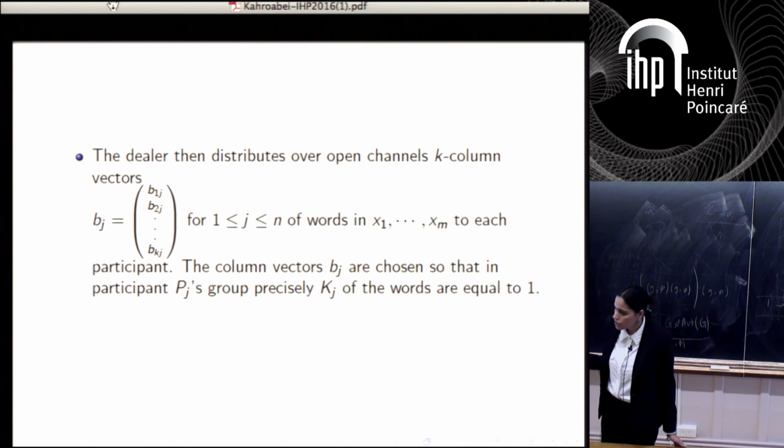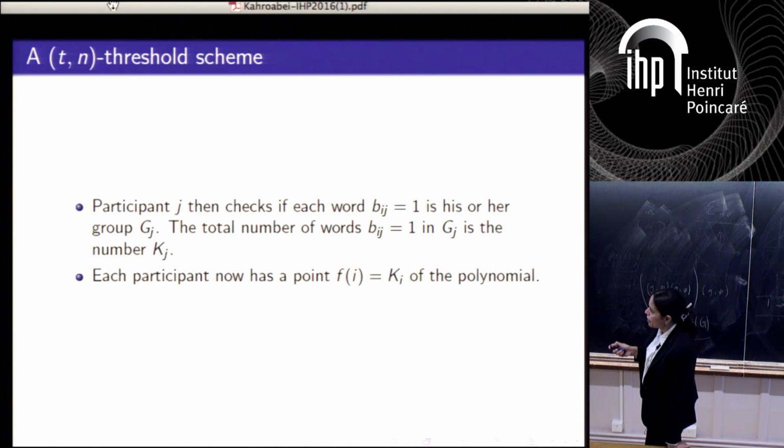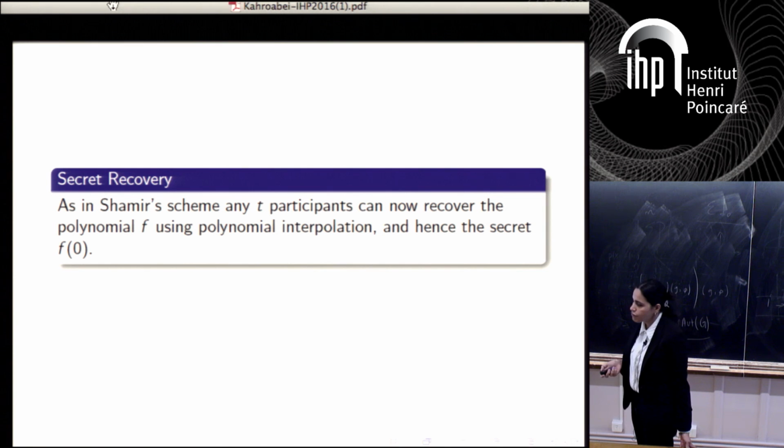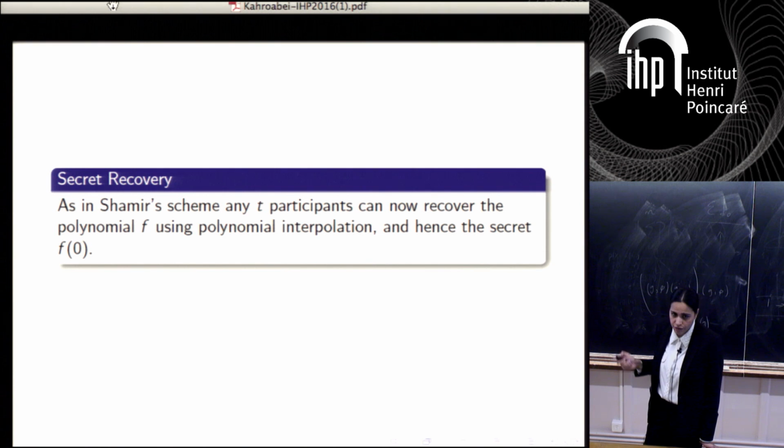So participant j checks if b_ij is the identity in his or her own group. Then she adds all those ones, the ones that are equal to identity, and that's going to be k_j. So k_j is not being sent over some secure channel, it's over an open channel. Each participant now has a point f(i), which is k_i. Now, exactly like Shamir's scheme, any t participants can recover the polynomial f using Lagrange interpolation, and therefore come up with the constant term f(0) and find the secret k.